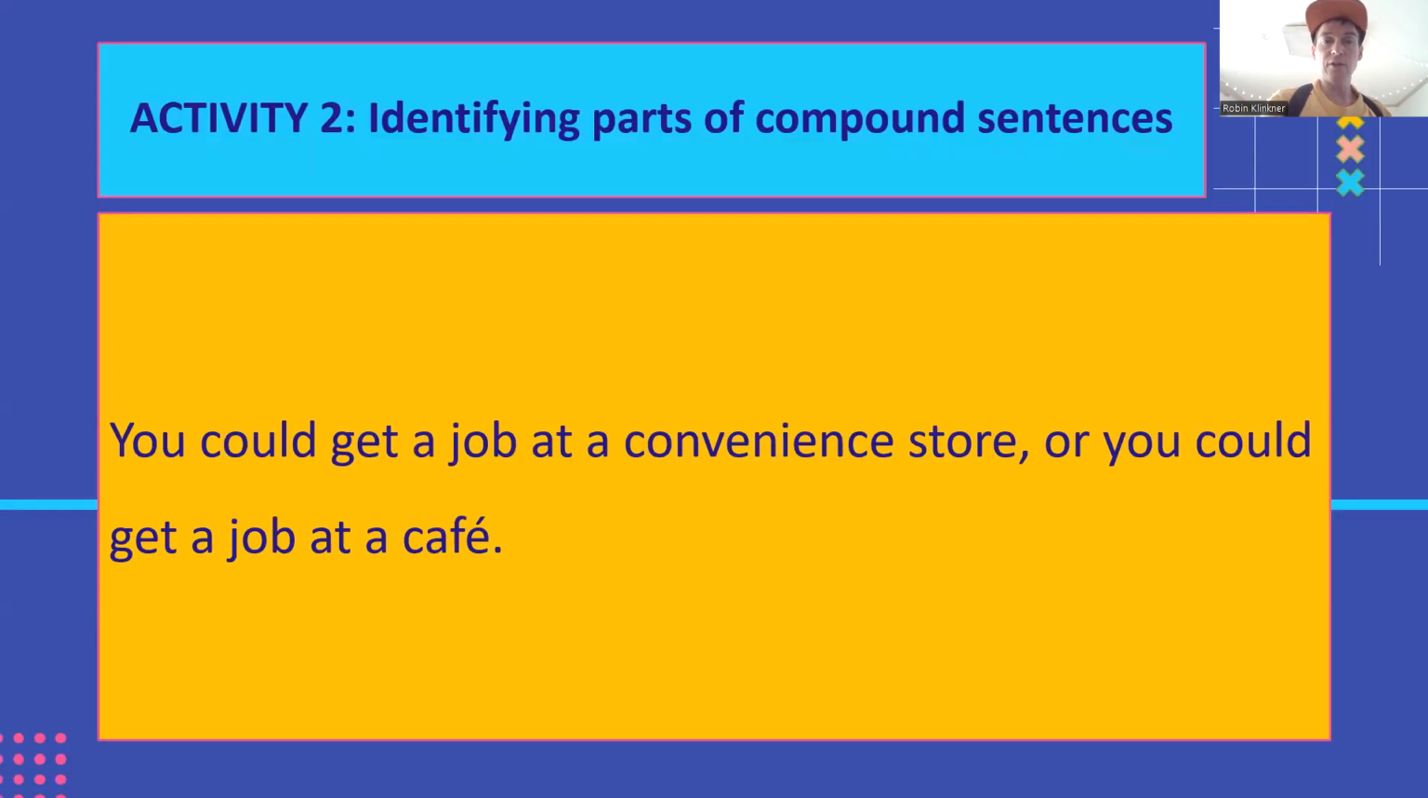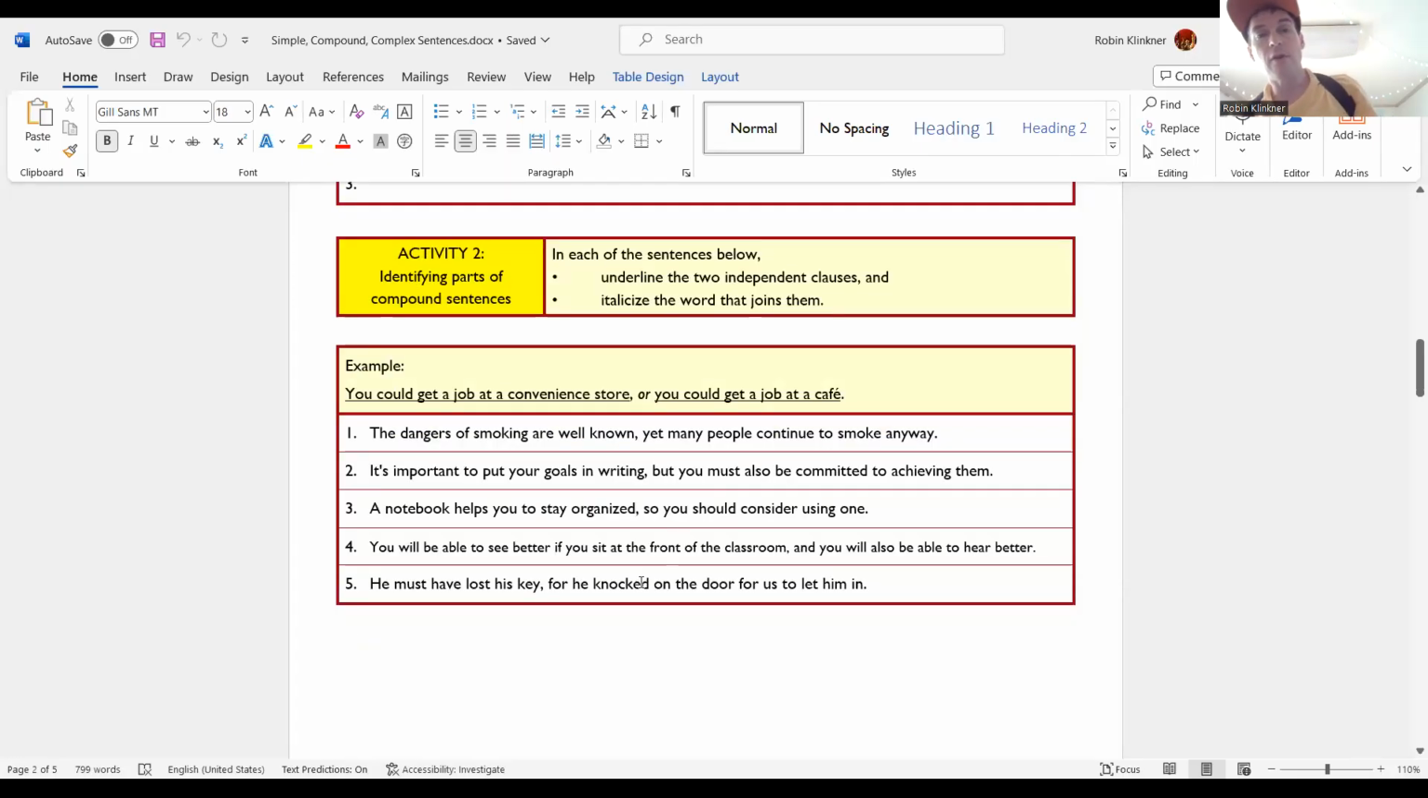All right, for activity 2, and let me just, once again, go back to this handout. In activity 2, there are 5 compound sentences. This is super simple. All you need to do is underline the 2 independent clauses in each compound sentence and italicize the coordinating conjunction, the fanboys that joins them. So let's take a look at an example.